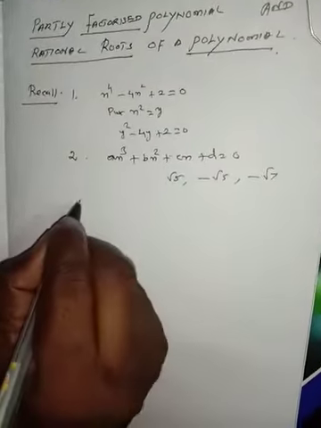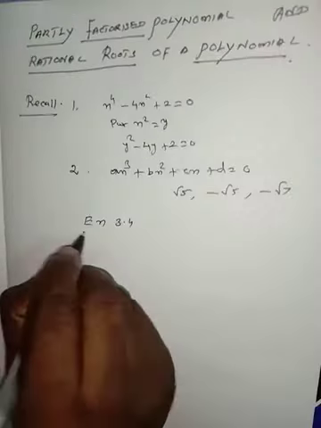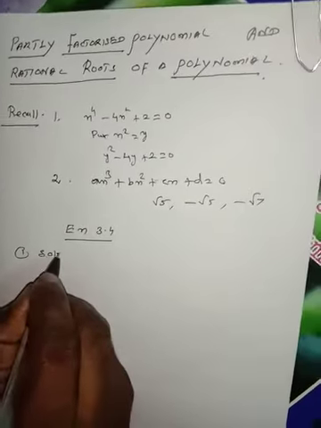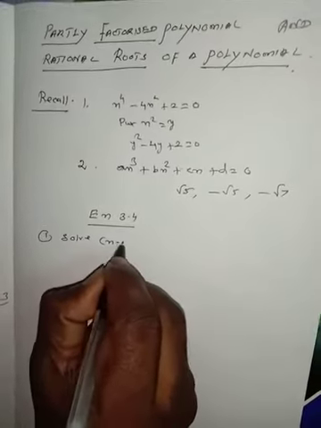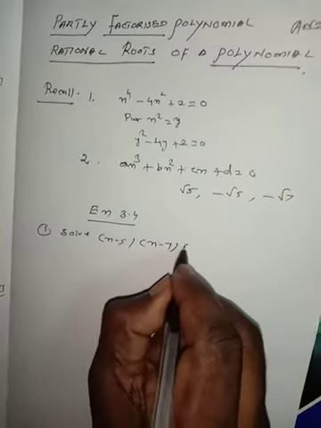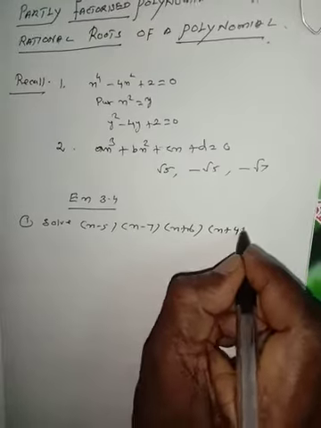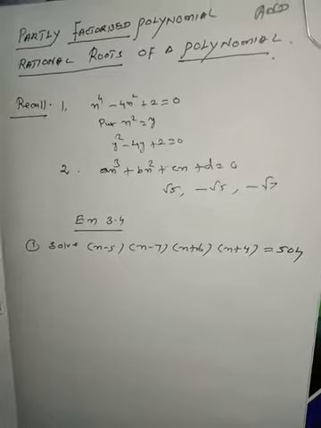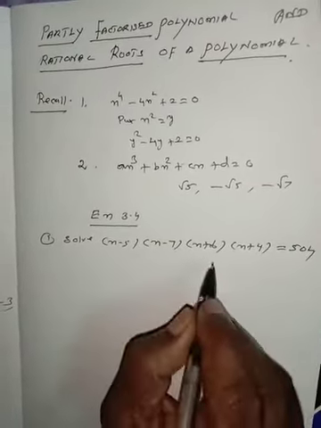Now exercise 3.4, sum number 1. Solve (x minus 5)(x minus 7)(x plus 6)(x plus 4) is equal to 504. Now rearrange the format.